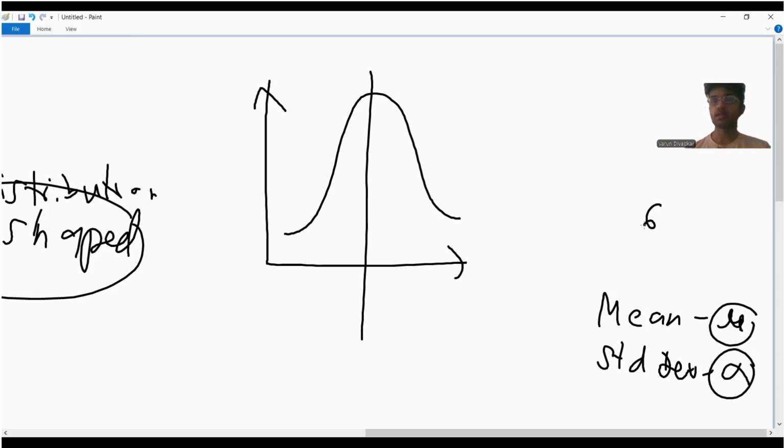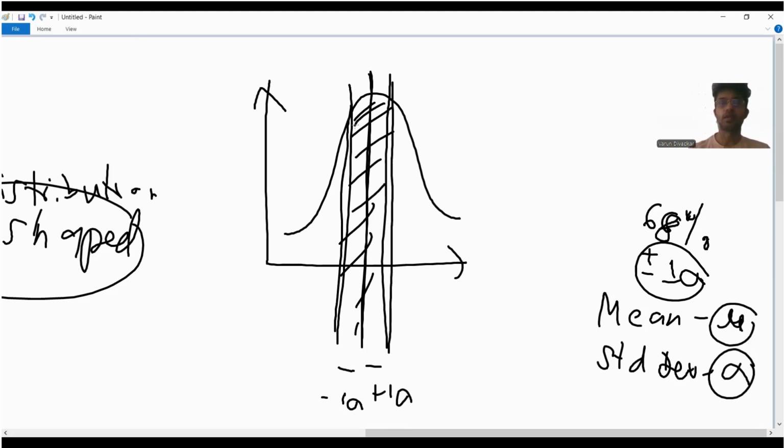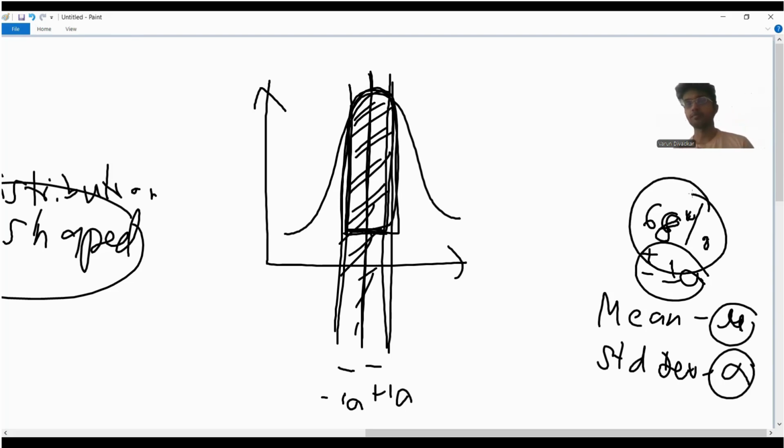So it has been found that around 68% of the observations lie between plus and minus one standard deviation from the mean. So this is the mean, right? So one standard deviation plus and minus is this much. This is plus 1 standard deviation. This is minus 1 standard deviation. So these observations, you can see in the shaded region, right? This shaded region, this much. They account for around 68% of the total observations, all right?